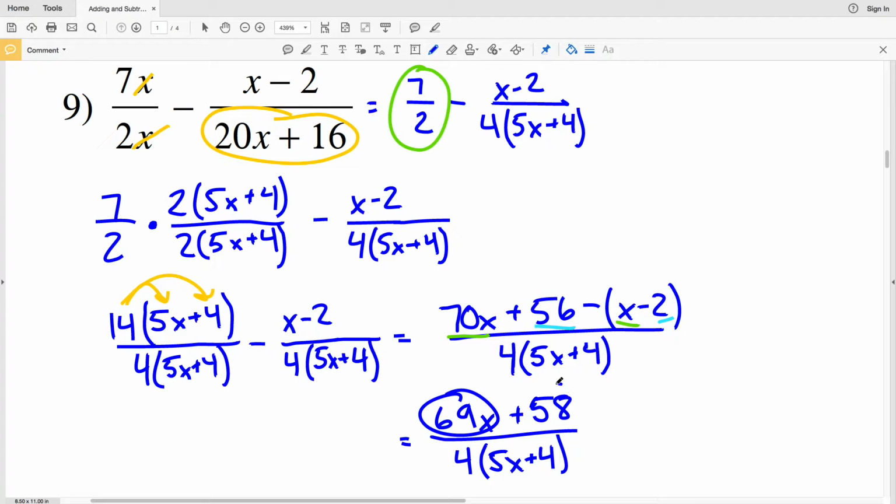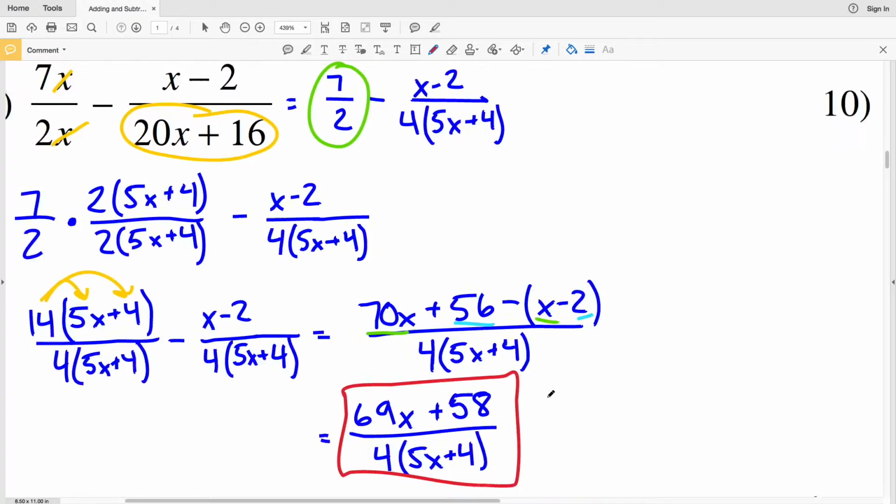And 69, 58, and 4 are all not divisible by the same number, therefore 69x plus 58 over 4 times 5x plus 4 is my solution in number 9. Let's continue on to number 10.